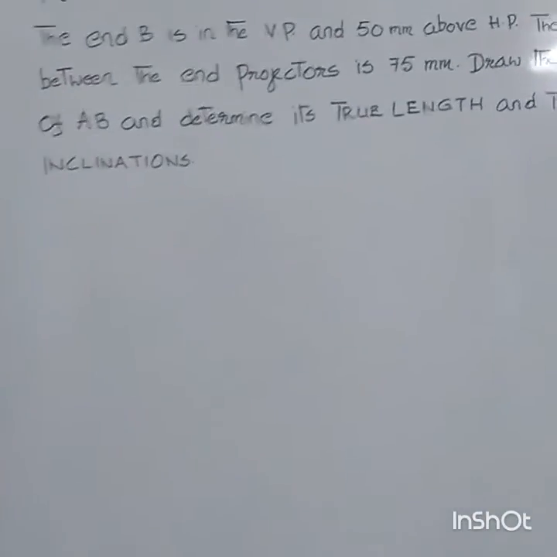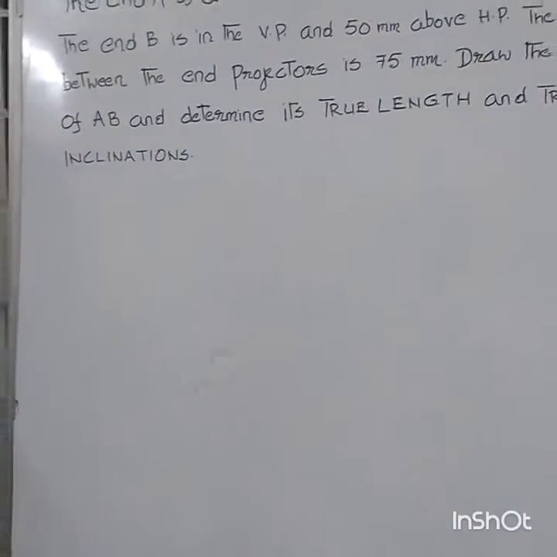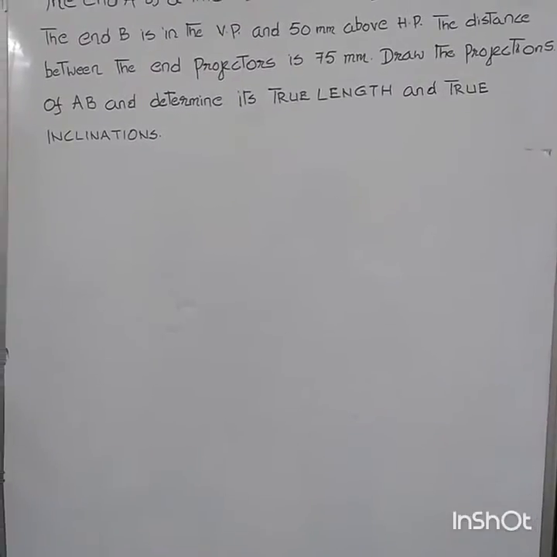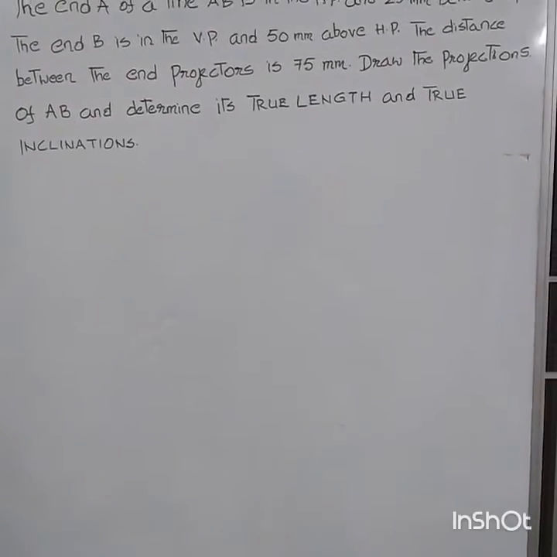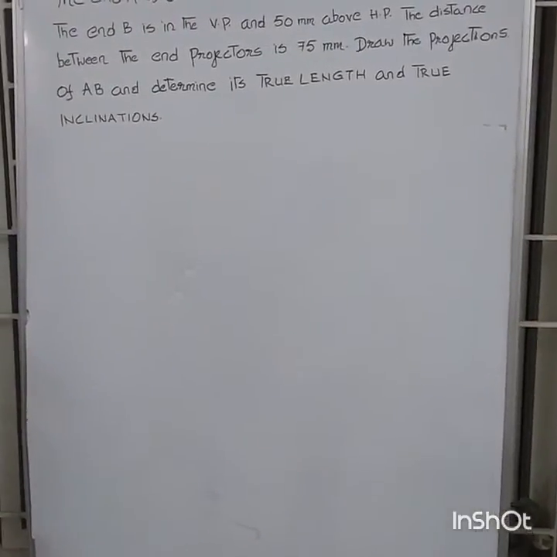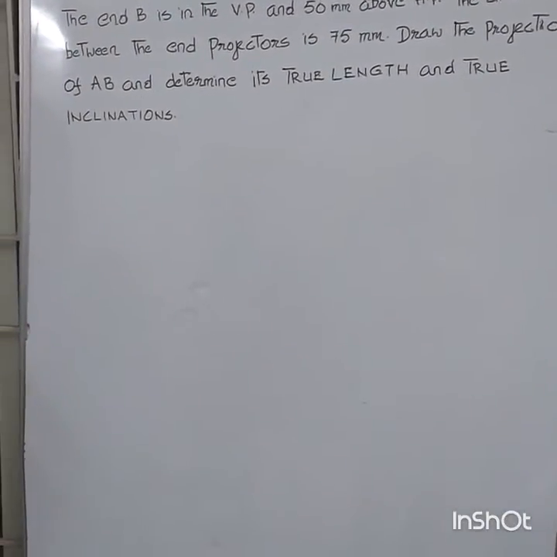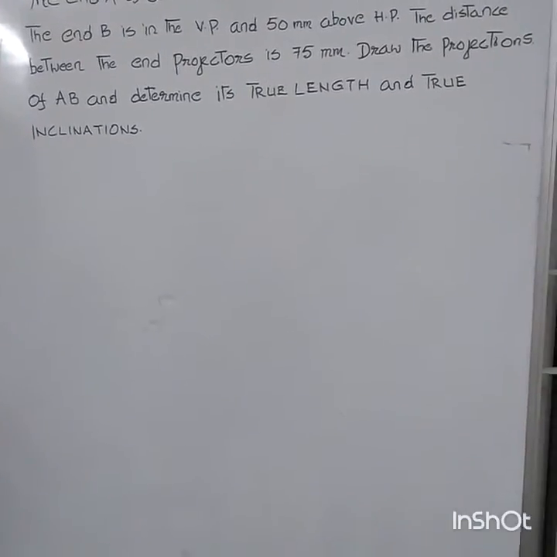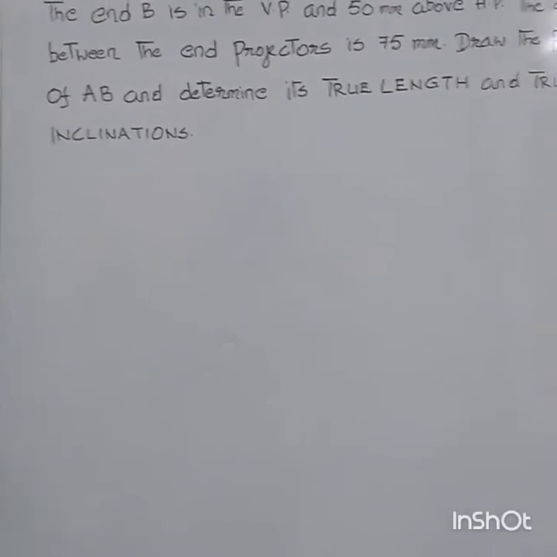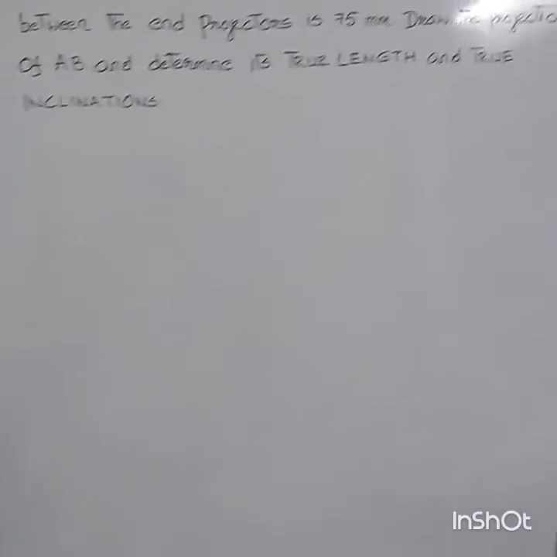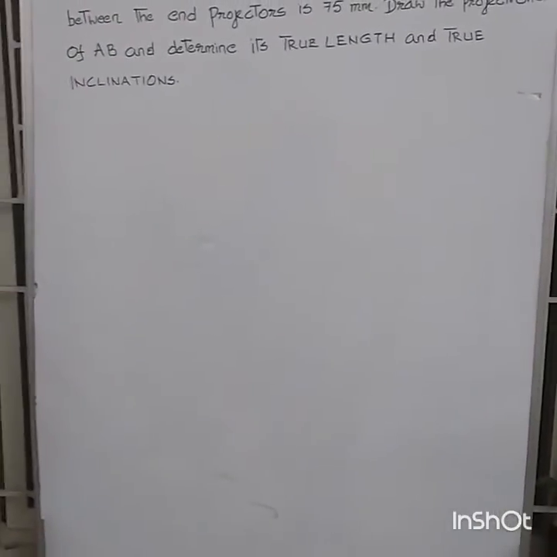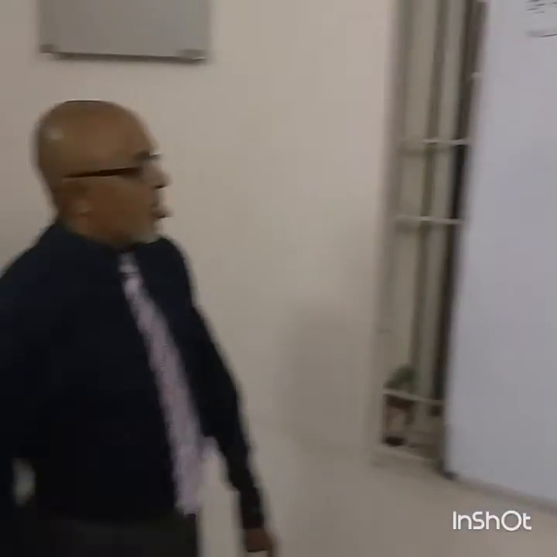Please understand this question. The end A of a straight line AB is in the horizontal plane and 25 mm behind the vertical plane. The end B is in the vertical plane and 50 mm above the horizontal plane. The distance between the end projectors is 75 mm. Draw projections of AB and determine its true length and true inclinations.